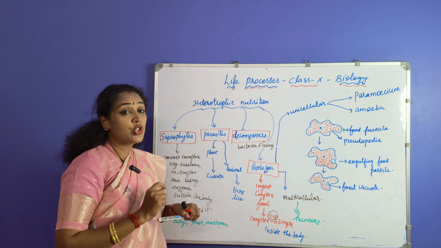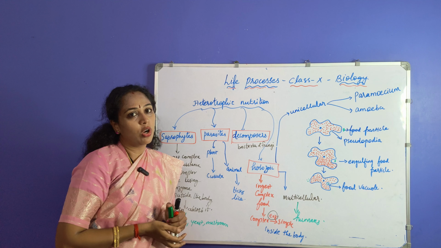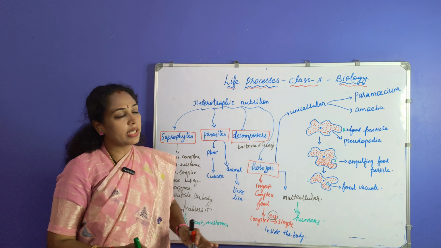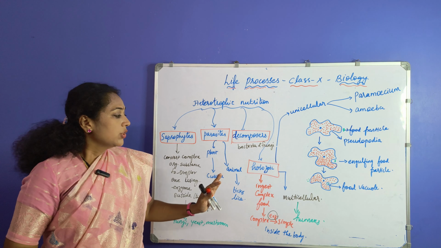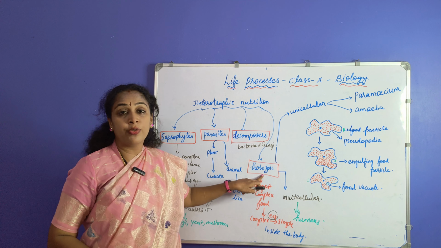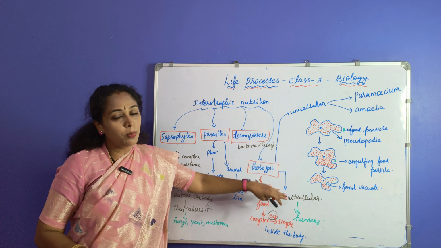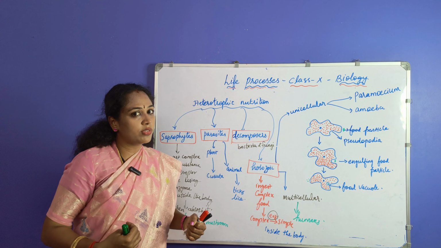If you see paramecium, it contains cilia all over the body. Thread-like appendages are called cilia, present all over the body. Paramecium contains cilia, while the amoeba engulfs the food through the pseudopodia. We also have the holozoic mode of nutrition in human beings. We will discuss how human beings take in the food, what the organs involved are, what the enzymes are, and the stepwise process. We'll get into it.